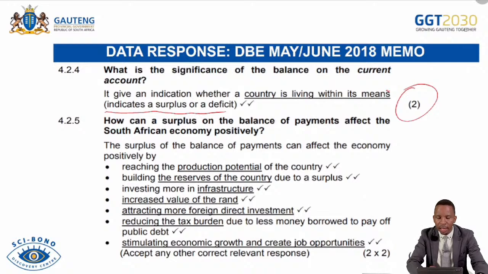building the reserve of the country due to surplus, investing more in infrastructure, increasing value of the rand, attracting more foreign direct investment, reducing tax burden due to less money borrowed to pay off public debts, stimulating economic growth and create job opportunities. None of this was in the extract. So avoid copying answers from the given extract and think they will be correct, they will be wrong.